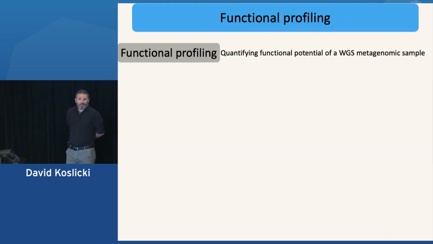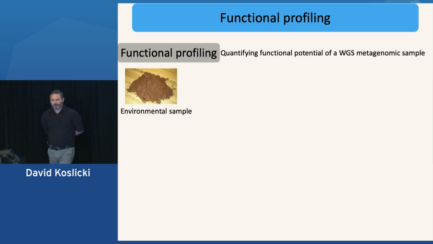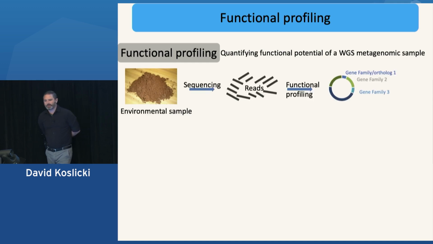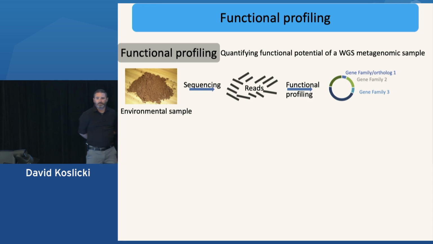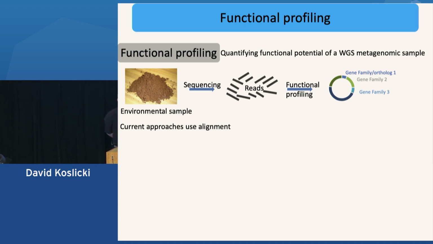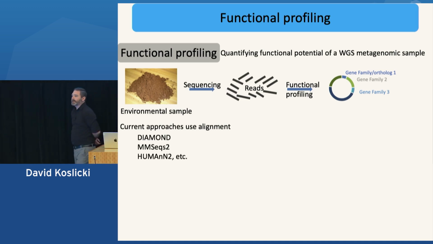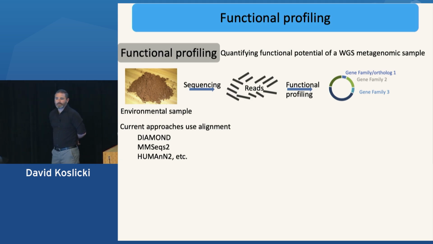You can play the same game that we just did with functional profiling, with a slight modification. So functional profiling is after you sequence your environment, I want to know what genes, what functions, what gene orthologs, et cetera, are in my metagenome. So what's the functional potential of my metagenome? Overwhelmingly, the approaches that are used nowadays are alignment-based. So Diamond is the one that I see used the most to do this kind of functional annotation.